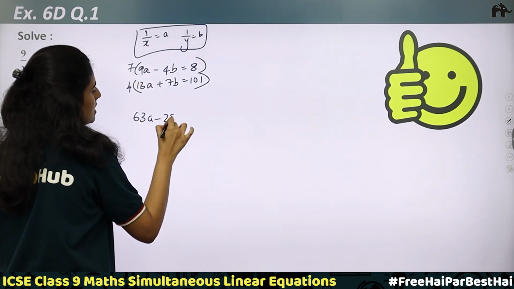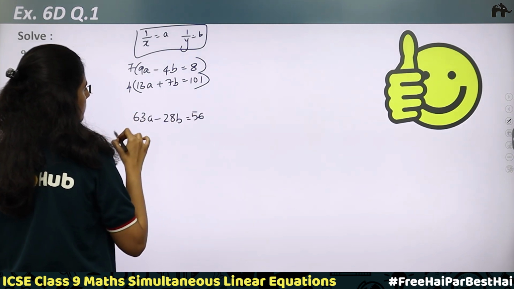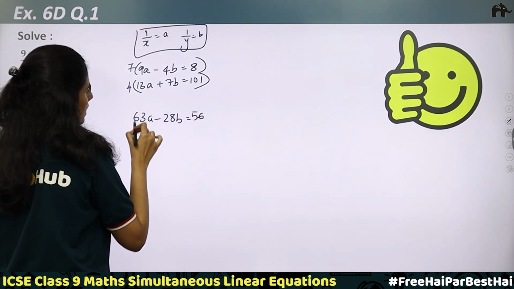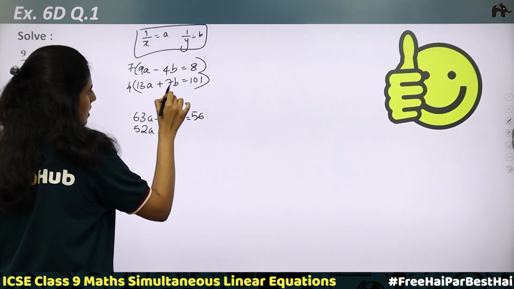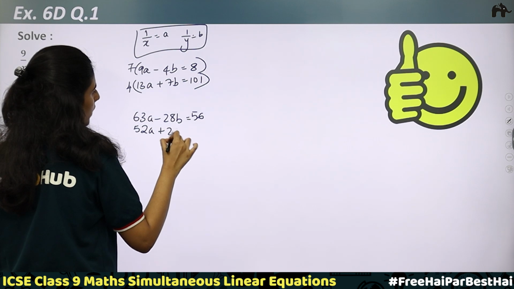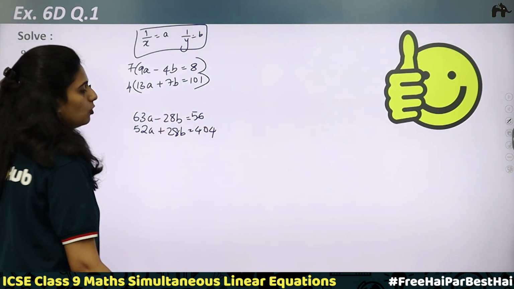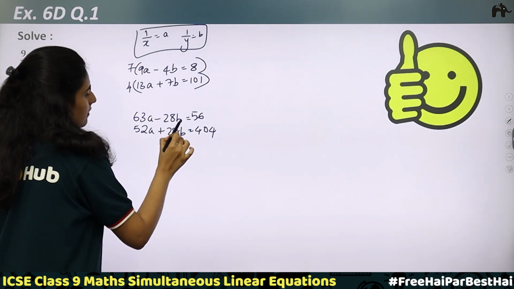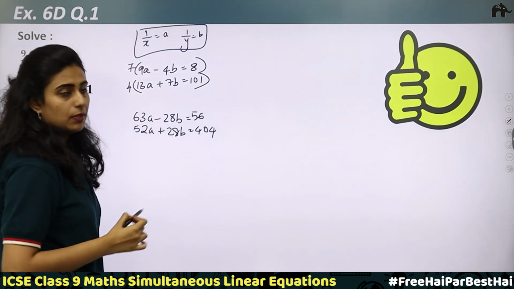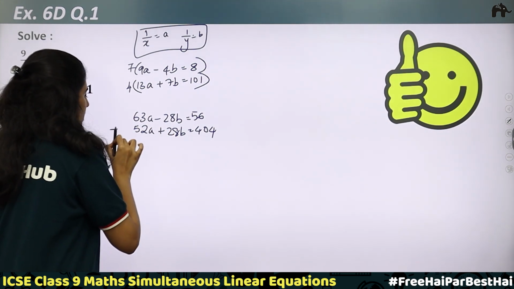63a minus 28b is equal to 56. 4 into 13a, that is 52a. 4 into 7b, 28b is equal to 404. Okay, now you can see here we have 28b, here we have 28b. This is negative 28b, this is positive 28b. So adding the equations.